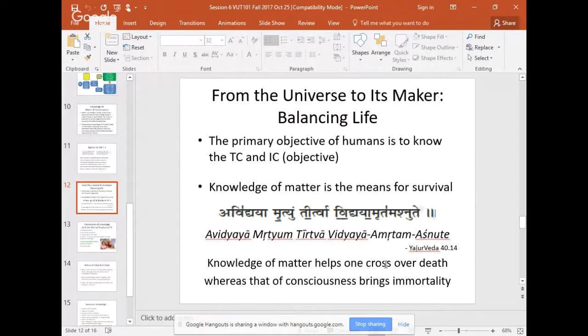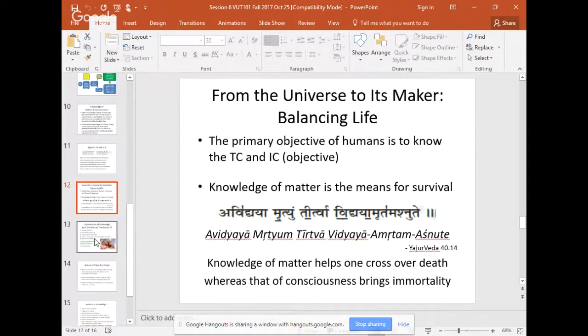So that is there, but that itself is not my total objective. Once I buy certain years of life, what do I do? I get to know the knowledge pertaining to consciousness, that is Vidya, that will bring Amritam, immortality. So this is the wonderful statement from Yajurveda which guides us on how I should balance my life.